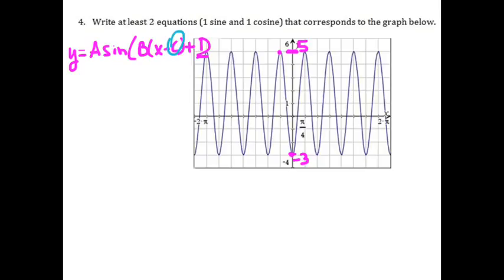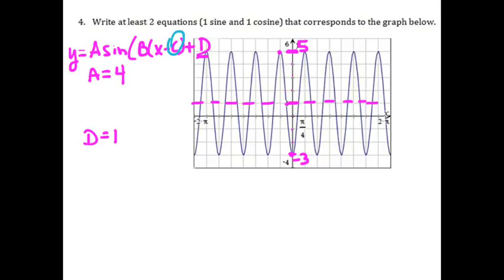So I can count down from 5, 1, 2, 3, 4. Or I could have counted up from -3, 1, 2, 3, 4. Either way, I end up with a midline right here at +1. And so that means that my D is equal to 1. My A, which is my amplitude, is 4, that distance that we counted from the midline to either the highest point or the lowest point.